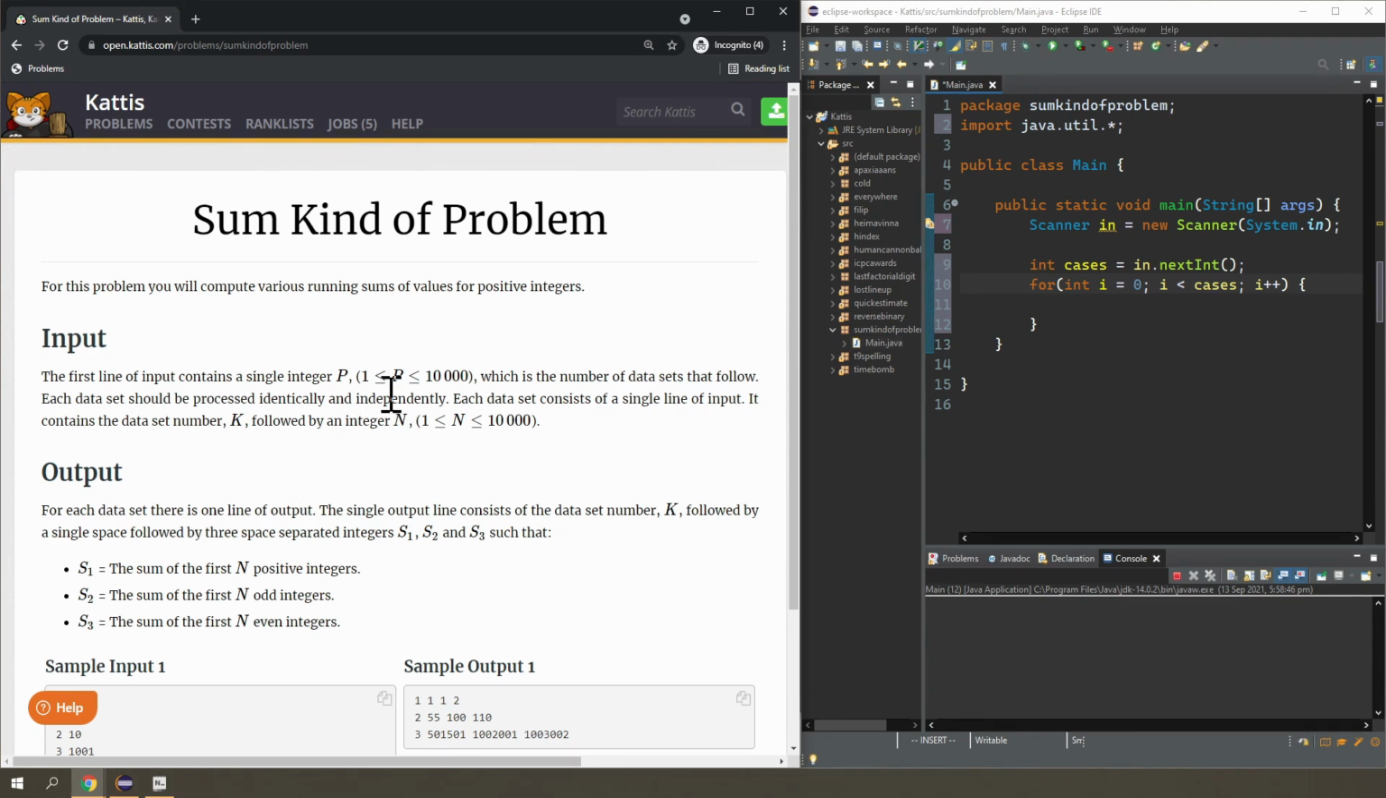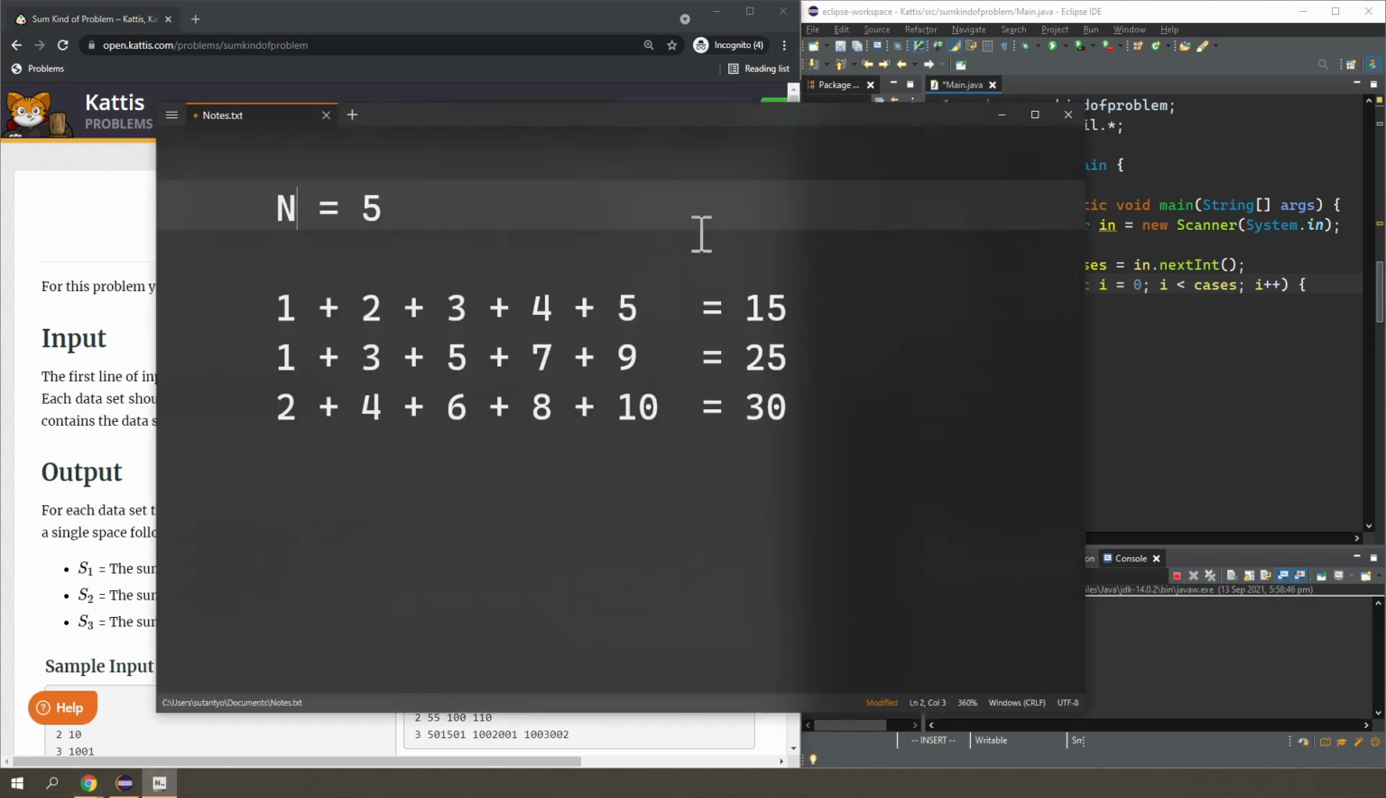In this question, you are given an integer n, and you have to work out the sum of three things. First, you have to work out the sum of the first n positive integers, and then the sum of the first n odd integers, and then the sum of the first n even integers. So probably easier to illustrate it to you. Let's say that n equals 5, then you have to work out the sum of consecutive numbers from 1 to 5, so that's going to be 15, and then you have to work out just the odd numbers and then just the even numbers.